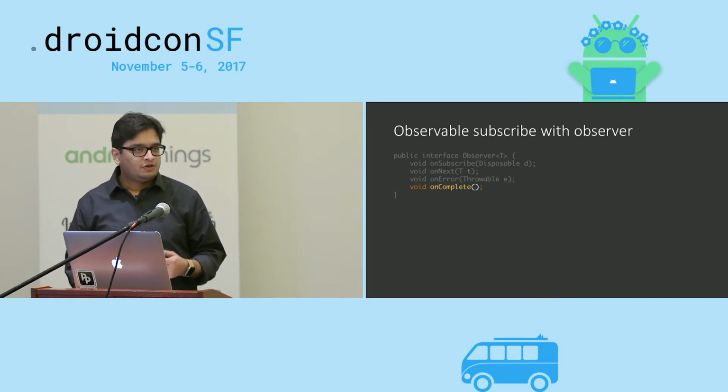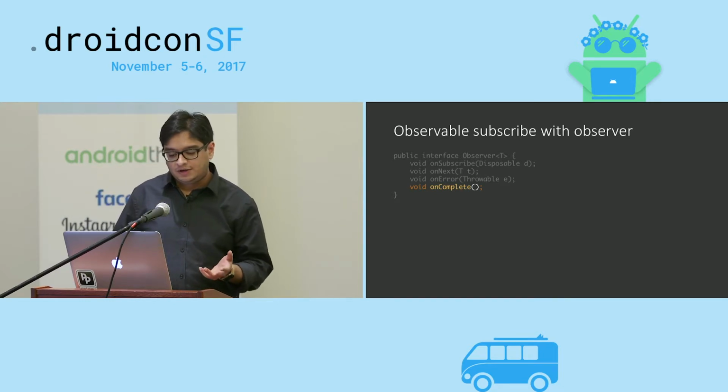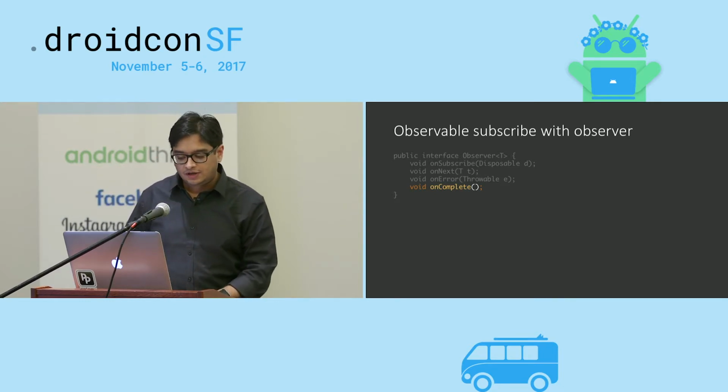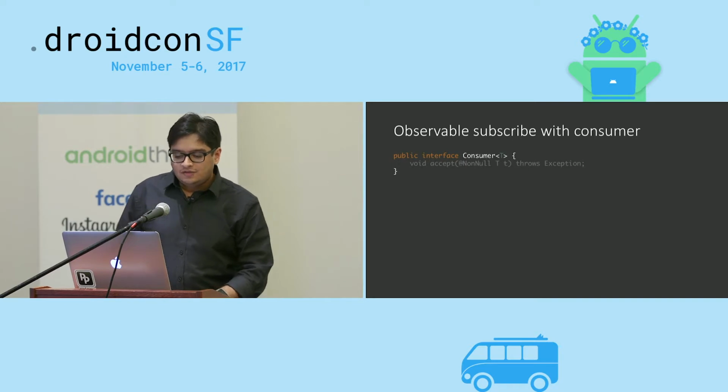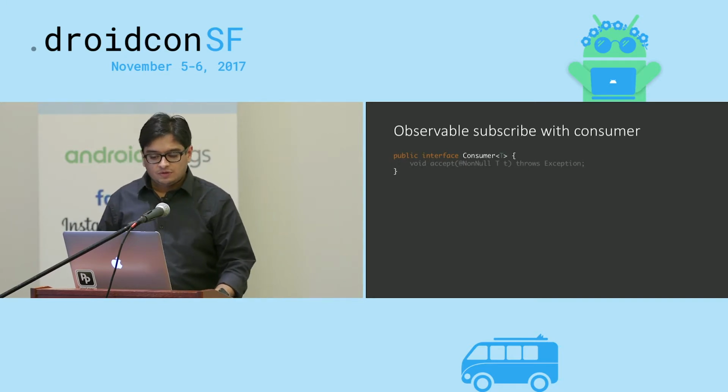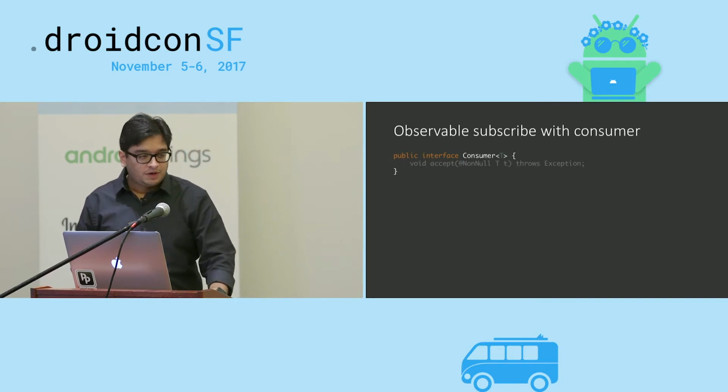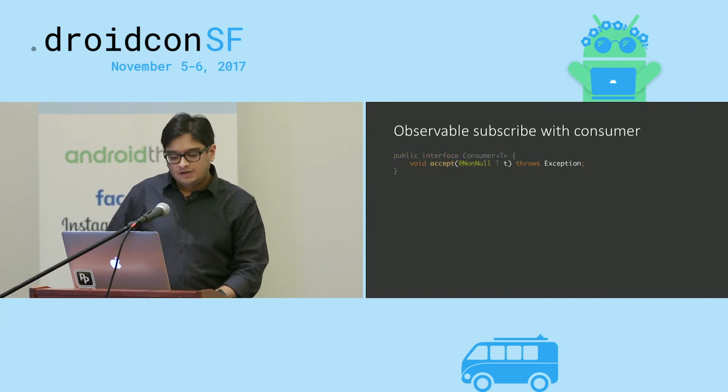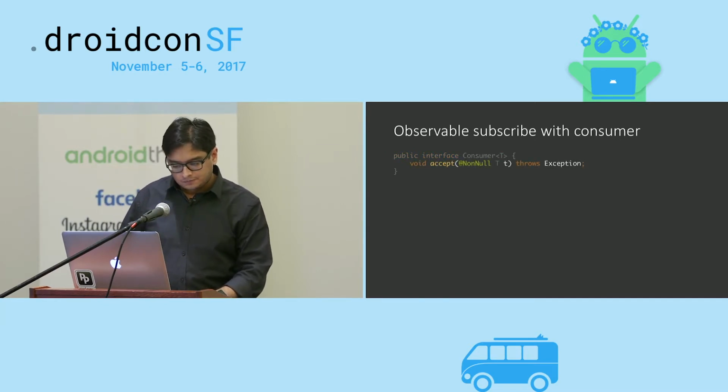onError and onComplete are generally termed terminal events, where your source is completely done. Another way of subscribing to an Observable is through a Consumer interface. It's pretty lightweight compared to the previous one, where all you get is an accept callback.